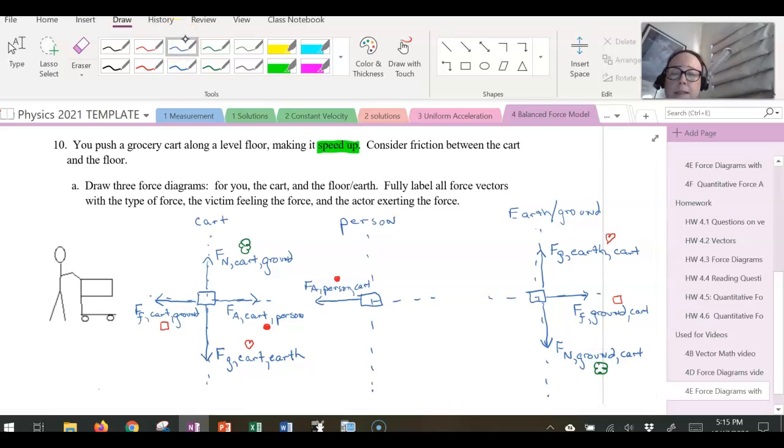Okay, let's see. I think we've got all the forces on the cart. I'm going to put congruency marks on the normal force and the gravitational force because those two forces are equal. I know that because there is no vertical motion of the cart. Okay, let's go on to the person. So the person has a weight as well, right? There's the force of gravity being exerted on the person by the earth. And the person is also exerting a gravitational force on the earth.